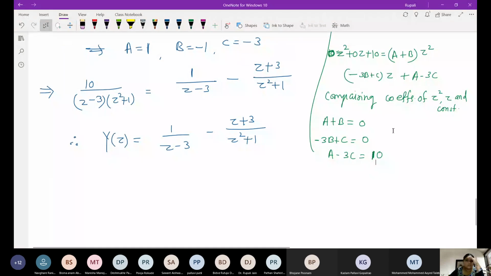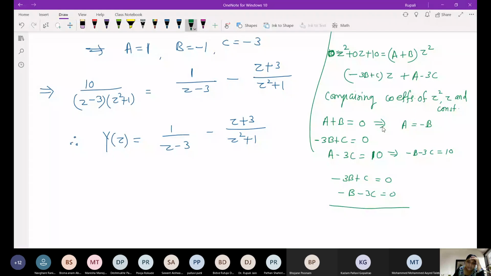From the first, a is equal to minus b, I can substitute. So minus 3b plus c is equal to 0, and in this you can substitute a is equal to minus b. So minus b minus 3c is equal to 10. Now solve these two: minus 3b plus c is equal to 0, minus b minus 3c is equal to 10.